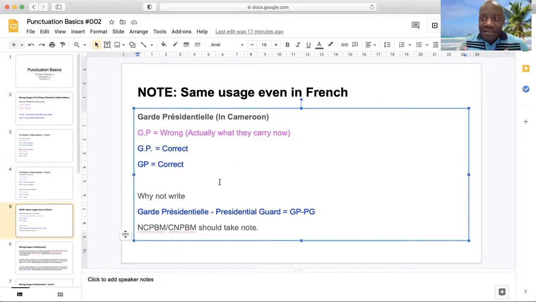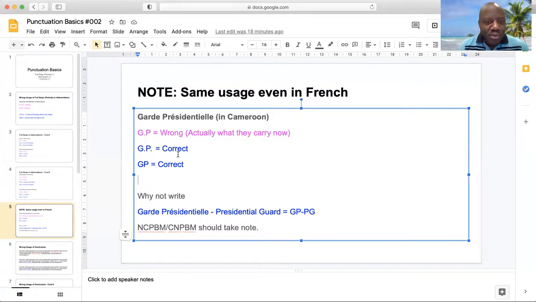And finally, we come to this one. Even in French, the use of full stops in abbreviations follows nearly the same rules as in English, even if there are some slight differences. And I want to give this particular example because it's a big shame that one of the most elite, one of the most respected parts of the Cameroonian army actually carries their uniform, their khakis, their helmets, everything, with a wrong abbreviation on it.